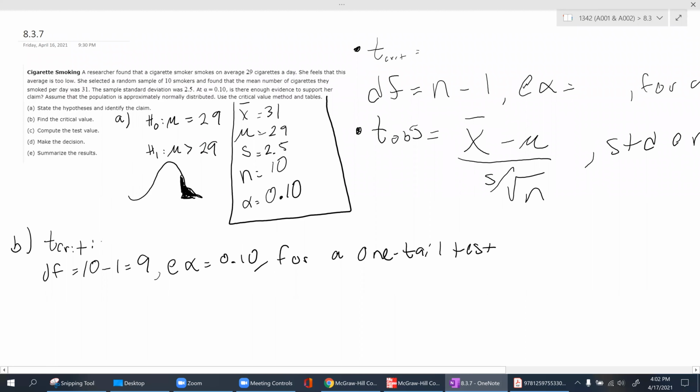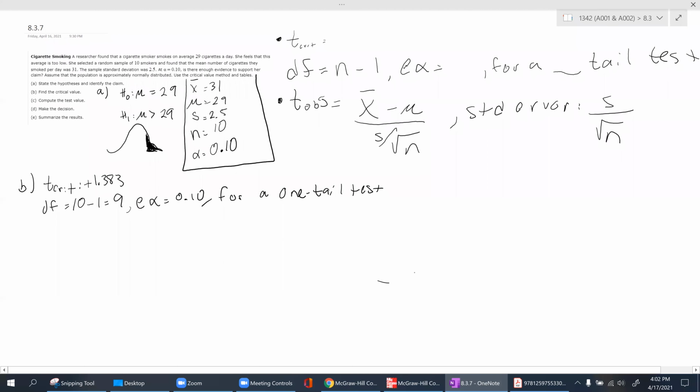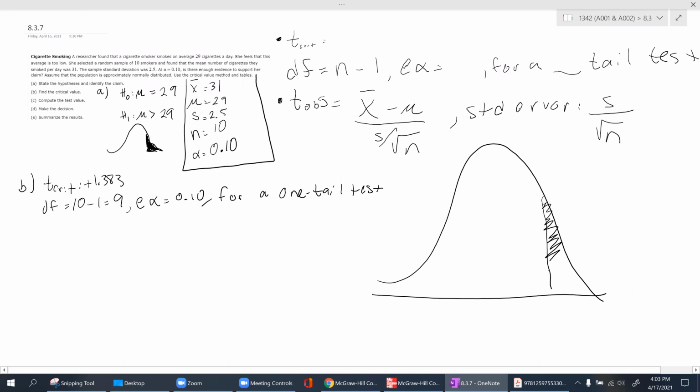So my t-crit is positive 1.383. It's going to be positive because it's on the right, a right tail, but if it was to the left, it would be negative. And if it was a two-tailed test, it'll be plus or minus. So let's go ahead and draw that bell curve. So I have something like this. And yes, you do have to go ahead and draw this on the exam. I have here t is equal to 1.383. That is the value.